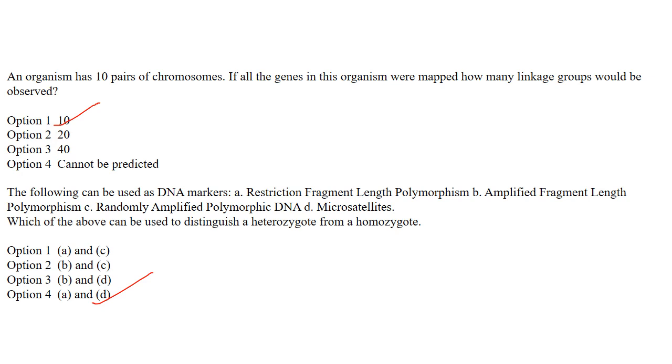The following can be used as DNA markers: restriction fragment length polymorphism, amplified fragment length polymorphism, randomly amplified polymorphic DNA, and microsatellites. Which of the above can be used to distinguish heterozygote from a homozygote? So those which are codominant. So the answer is restriction fragment length polymorphism and microsatellites. So A and D.